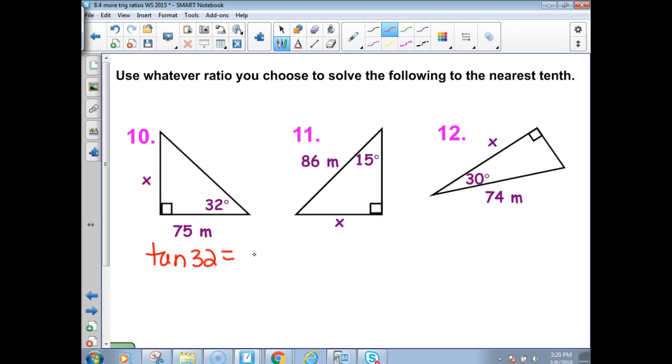Equals x over 75. Okay, now it's not always x on top, but the reason this one is x over 75 is because this tangent is opposite over adjacent. Okay, and x would be the opposite side, so that's correctly set up. And then what did you get when you type tan 75 times 32?